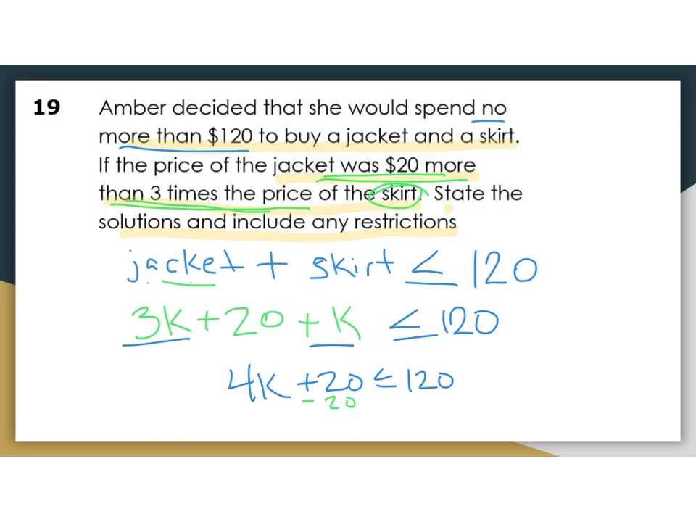We're going to subtract 20 from both sides, and that's going to leave us with 4K is less than or equal to 100. Then our last step is going to be to divide by 4. And we're left with K is less than or equal to 25. So the price of her skirt has to be less than or equal to $25.